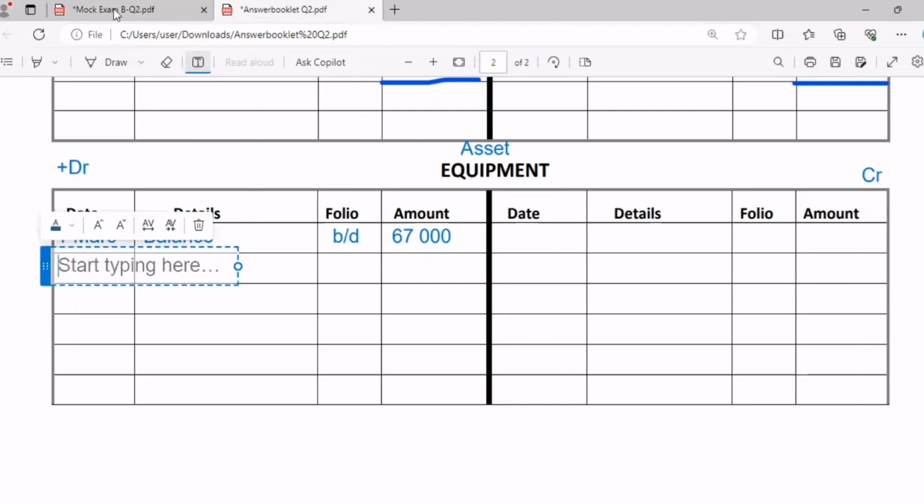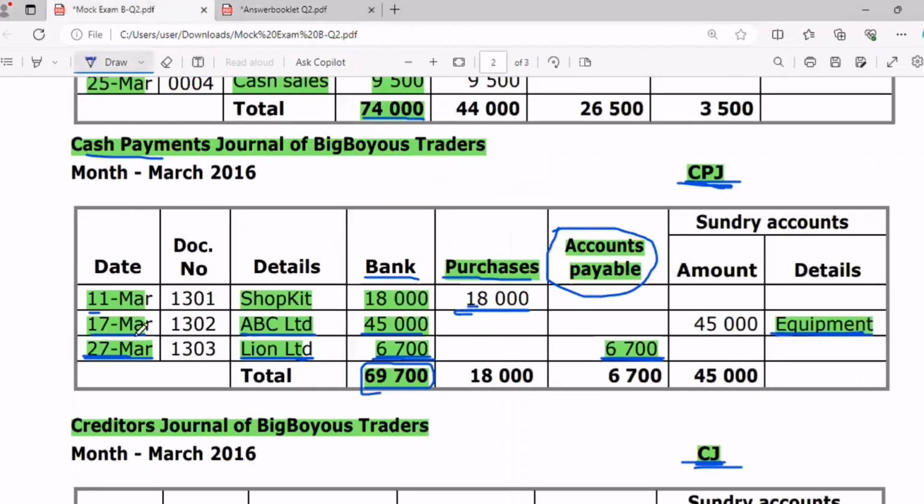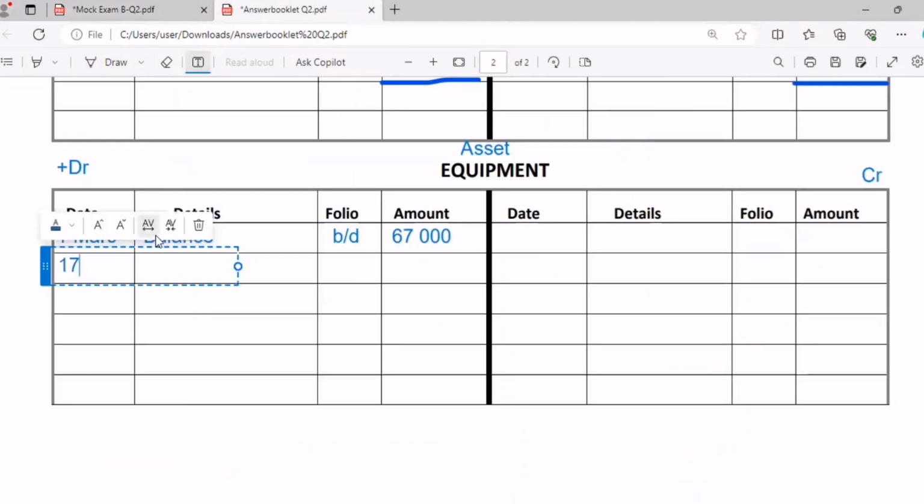So the date of the transaction is 17th of March. So the equipment was purchased for cash. So bank is affected. And the folio is CPJ. So this is recorded in the cash payment journal. And the value of the equipment purchased is 45,000.